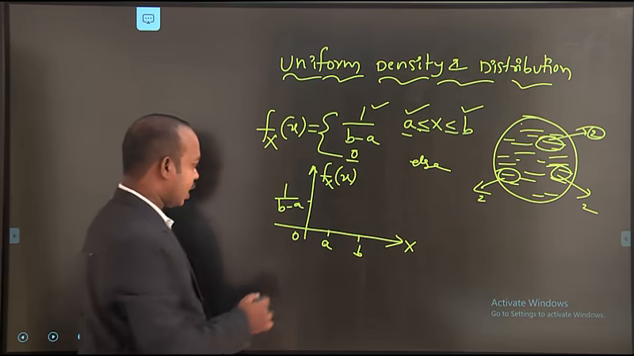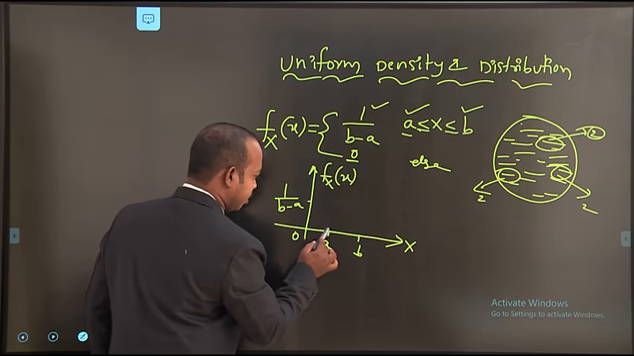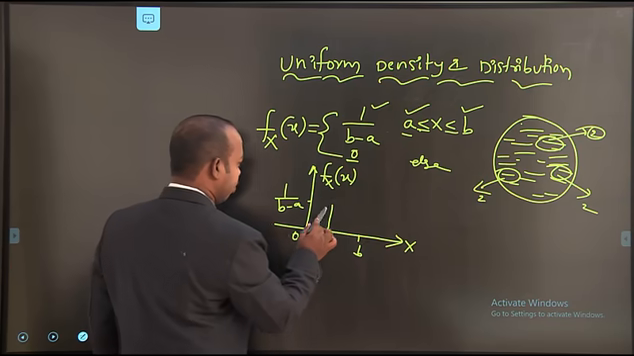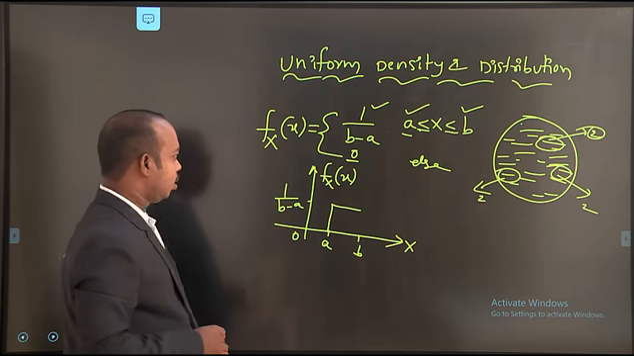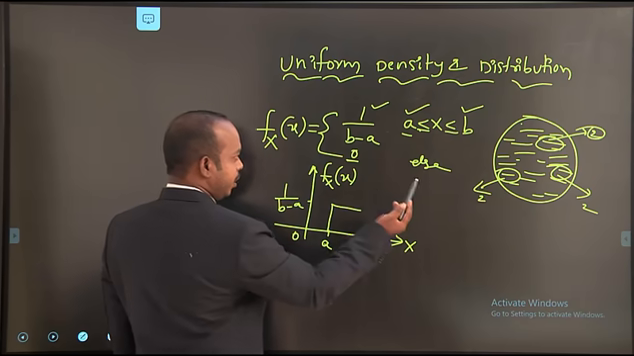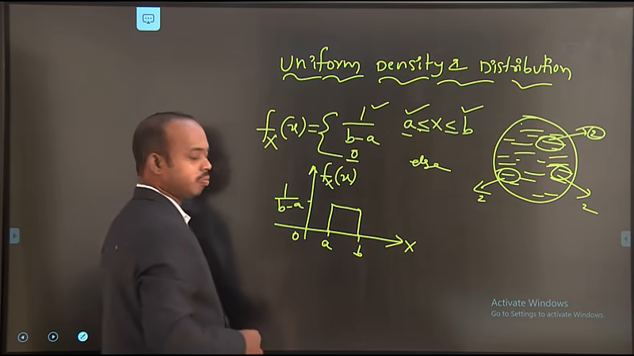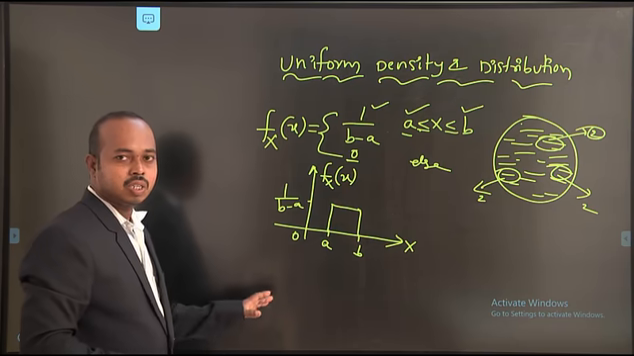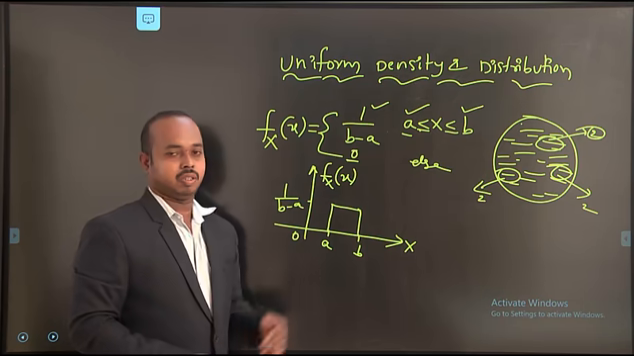That's why I am taking a straight line from point a to b minus a quantity. This one is a constant up to b, and beyond b the value is 0. That's why I am ending this one. This one is a graphical representation for the uniform density function.